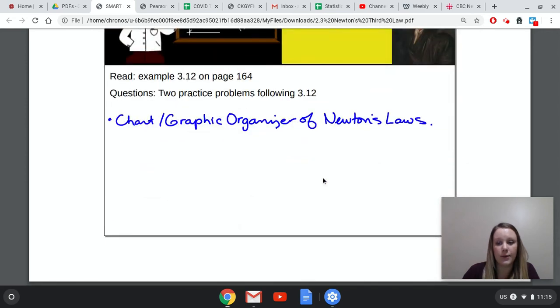So there you have it, a really simple lesson. Every action force has an equal and opposite reaction force.